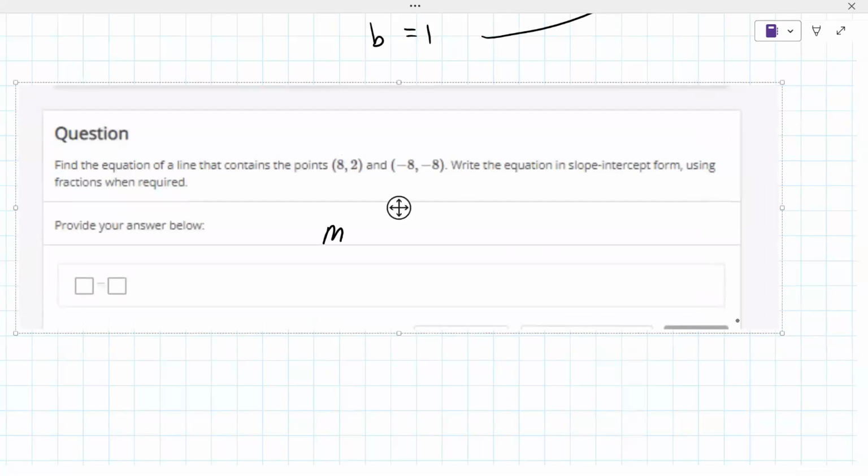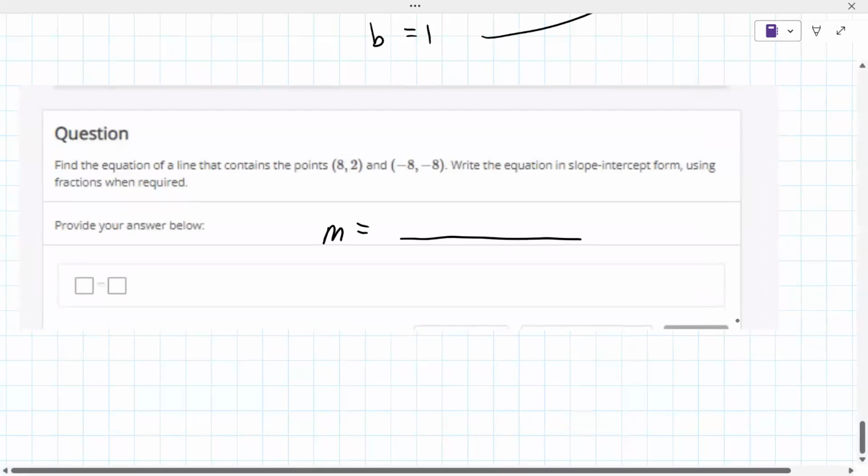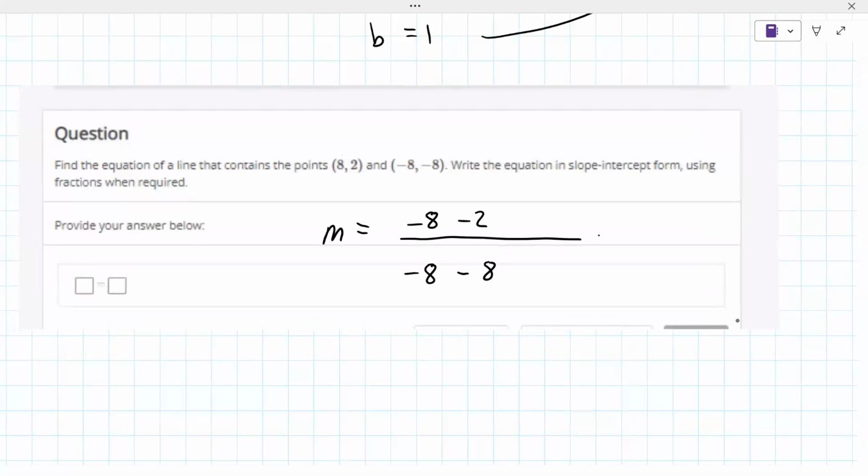You've got to find the slope. So the slope here is minus 8, minus 2, over minus 8, minus 8. And it becomes minus 10 over minus 16, or 5 over 8, like that. So now it's a lot like the previous problem. You write y equals 5 over 8x plus b. And then you have your choice of which ordered pair to use.